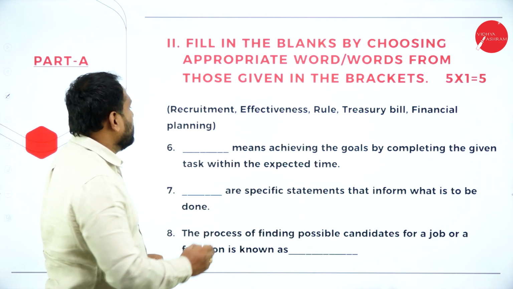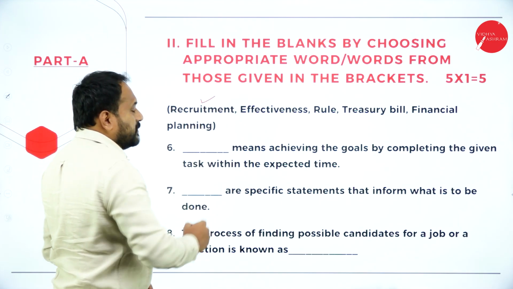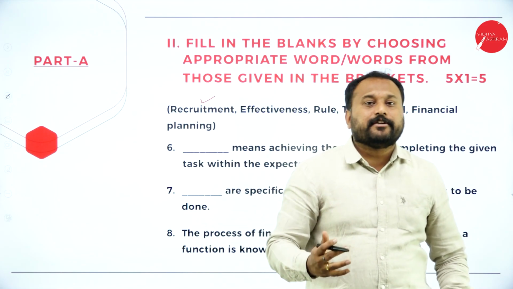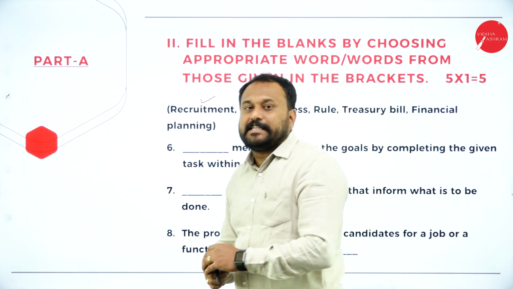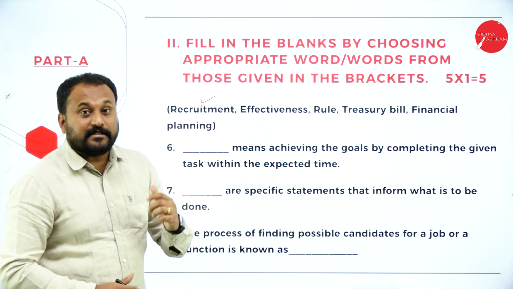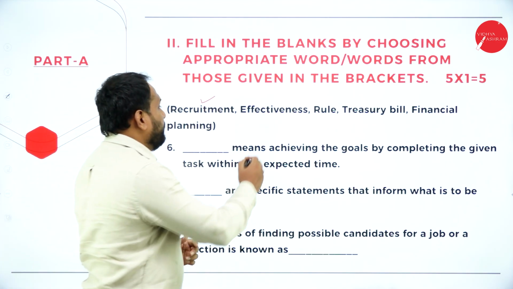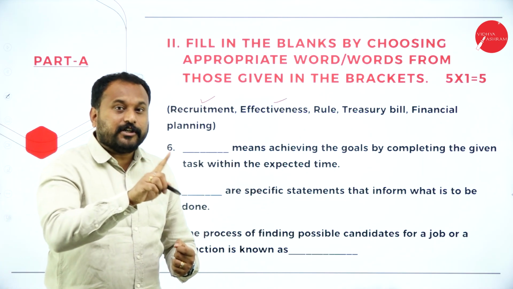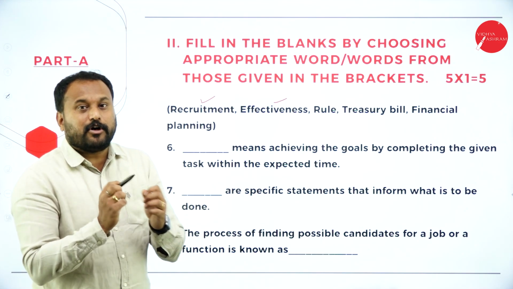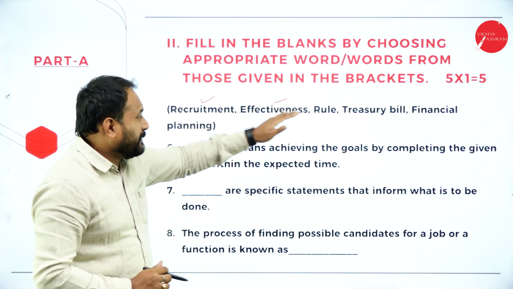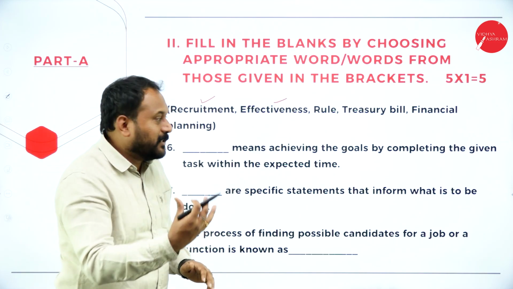Let me just tell you. Now the first option is recruitment. The word recruitment is inviting people to face an interview. It's called recruitment. Now recruitment is a topic from the 6th chapter, staffing. Next is effectiveness, first chapter, effectiveness. Rule, that is the method of plan, that is rule. And rule is always specific, right? Now rule is a statement.